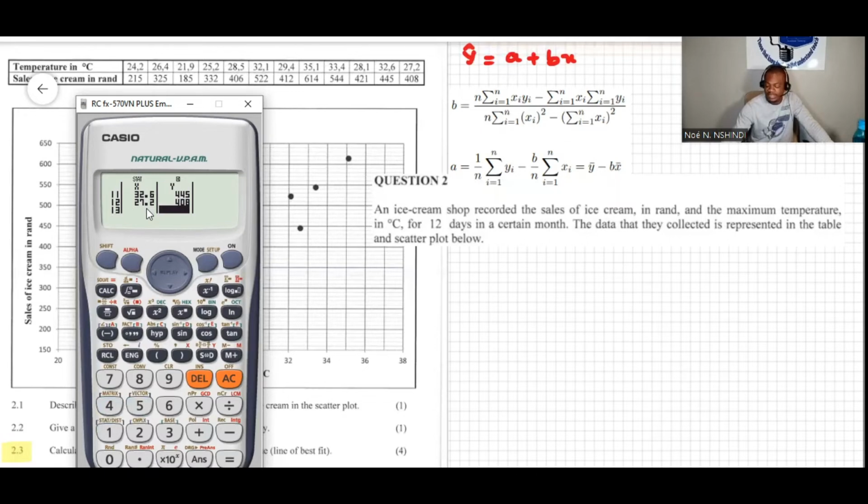Now that I have entered the Y values as well, what next to do?